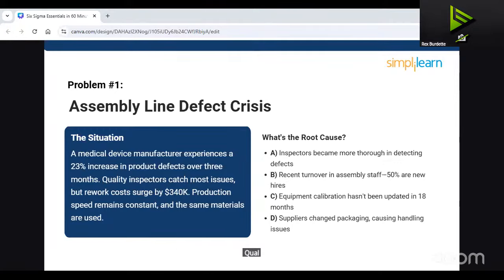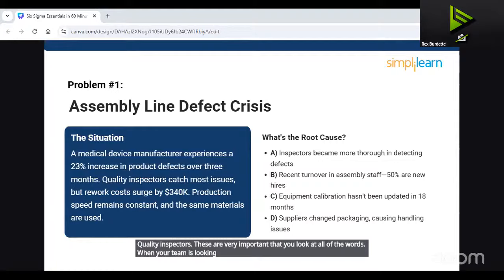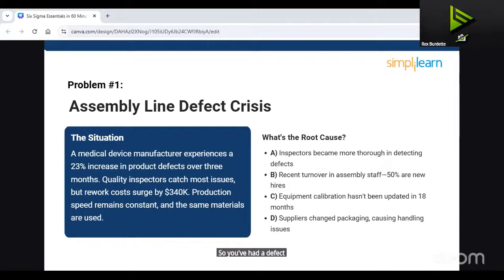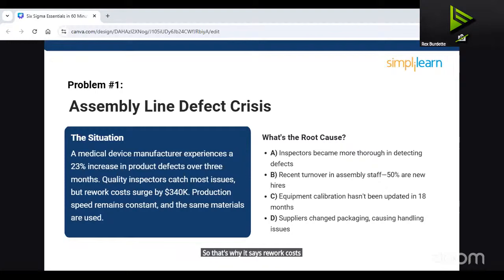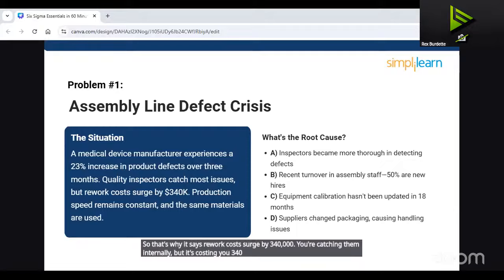Quality inspectors, these are very important. You have to look at all of the words when your team is looking and forming your charter. These are pieces of information that are critical. So the quality inspectors catch most issues. So you've had a defect, you're experiencing a 23% increase. The quality inspectors are catching them. That means that they're not getting out into the field. So that's why it says rework costs surged by $340,000. You're catching them internally, but it's costing you $340,000, and that comes directly off your profit line. You have to pay that $340,000, it comes right off your bottom line.